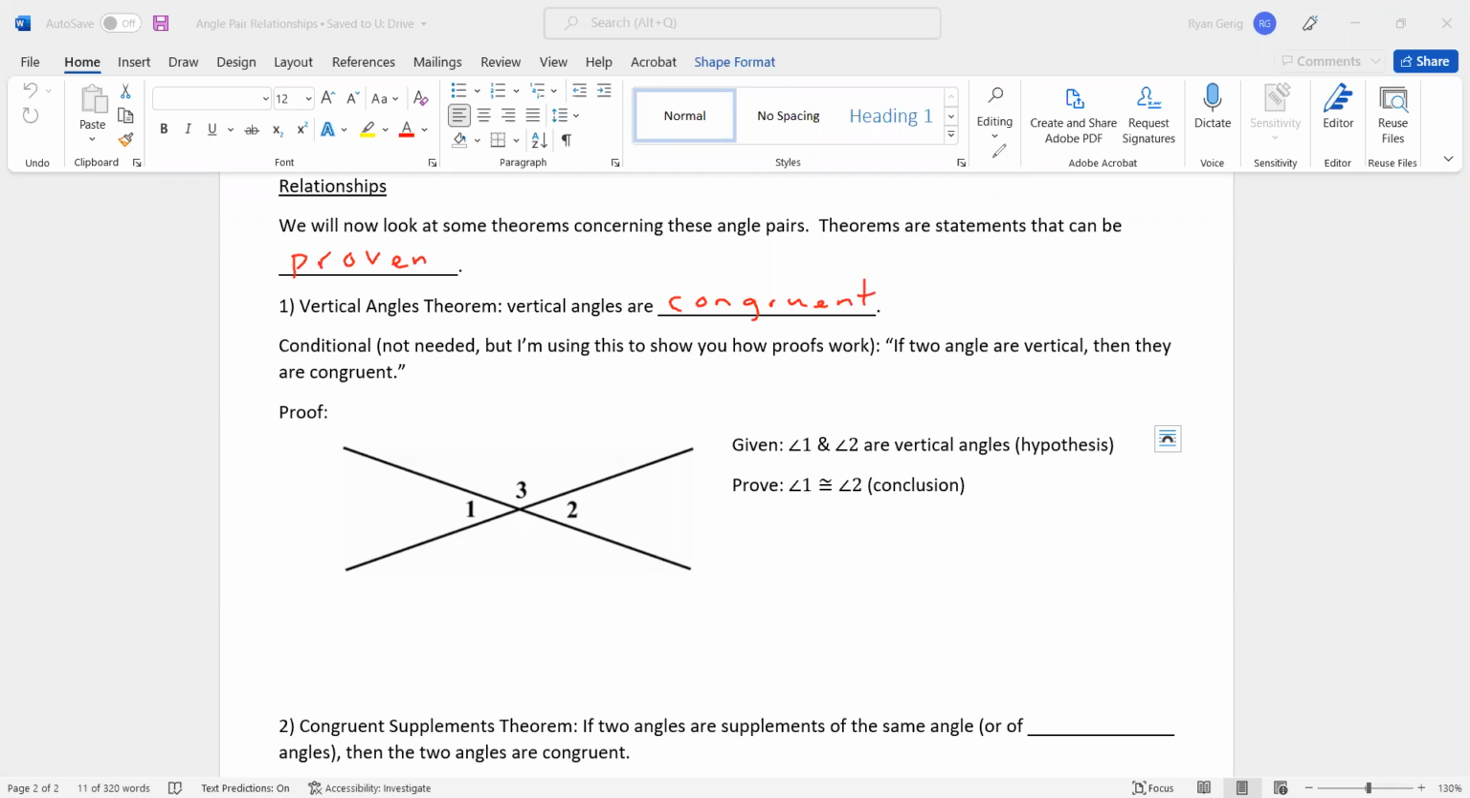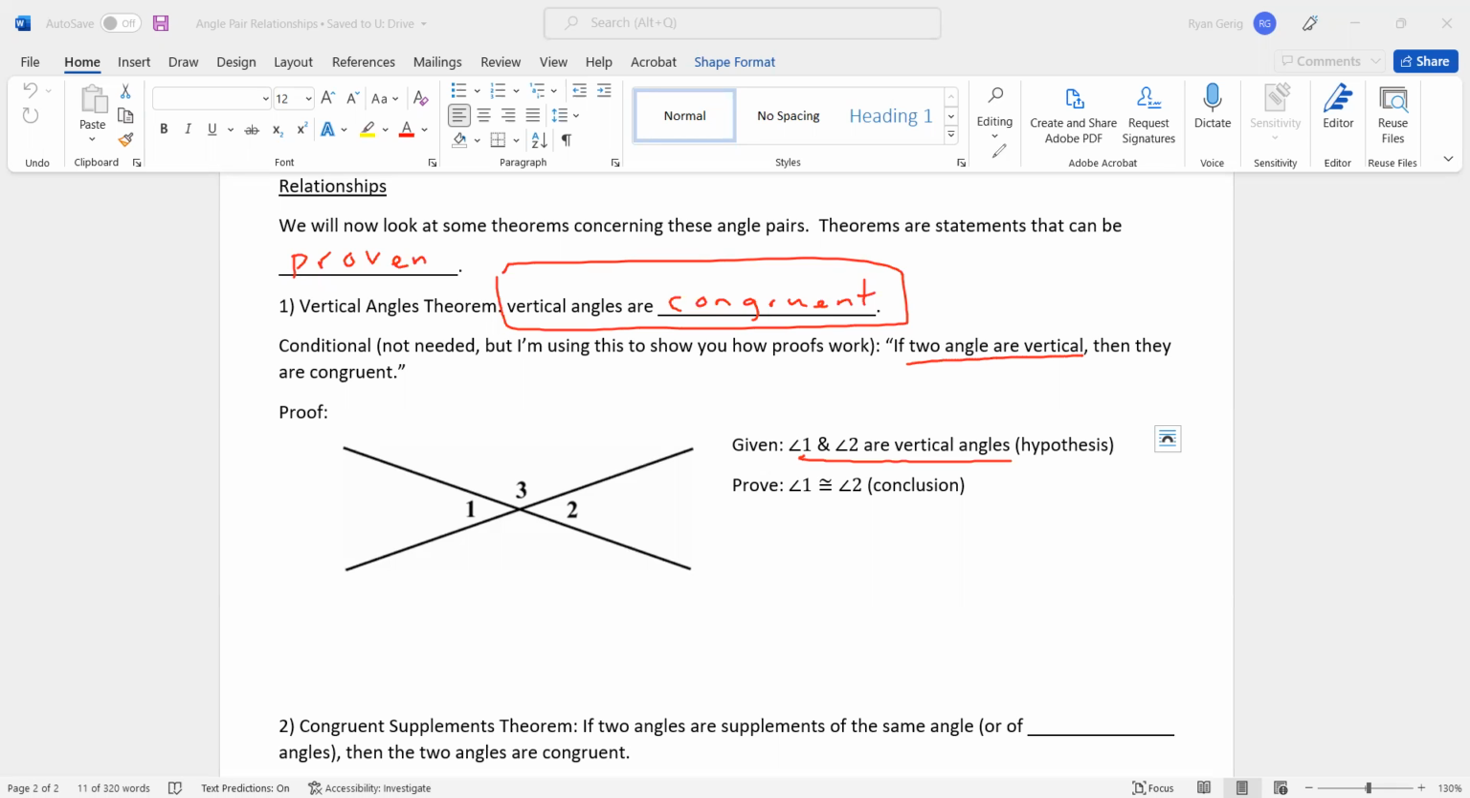Another way of saying that, I'm going to turn that statement here into a conditional: if two angles are vertical, then I can conclude they are congruent. So I'm going to prove that now. You're not going to have to do all this, but I want you to see it. It's going to help you start seeing how proofs work. So I'm going to take the hypothesis. Two angles are vertical. So angle 1 and angle 2 are vertical. That's the hypothesis. And I want to try and prove that angle 1 is congruent to angle 2, right?